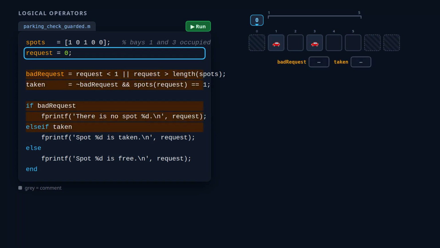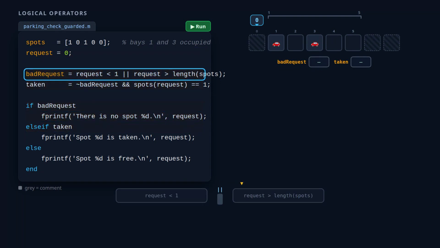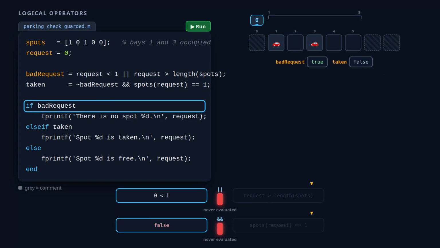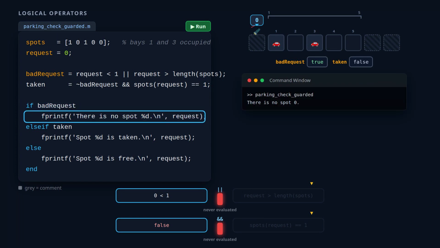badRequest = request < 1 || request > length(spots). 0 is less than 1. True. And 1 true settles an or, so the right side never runs. Now, taken = ~badRequest && spots(request) == 1. Tilde turns that true into false, the and is settled, and spots(0) never happens.